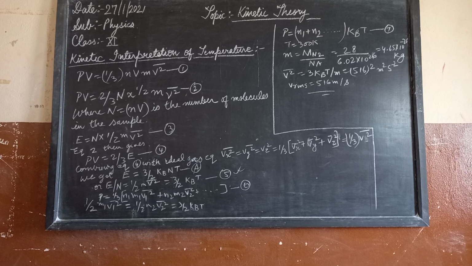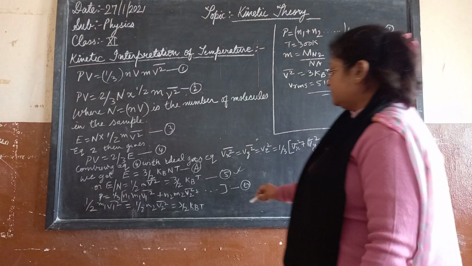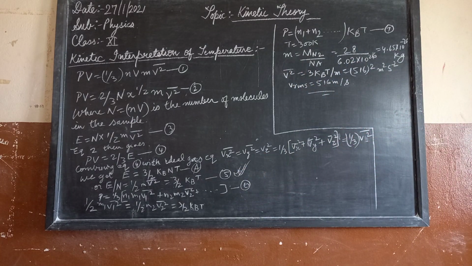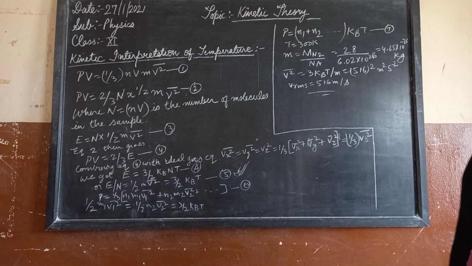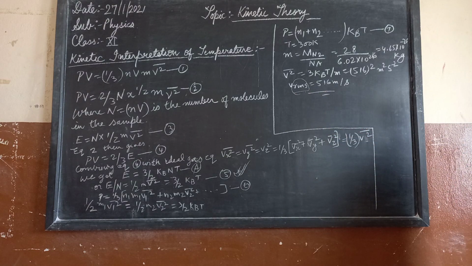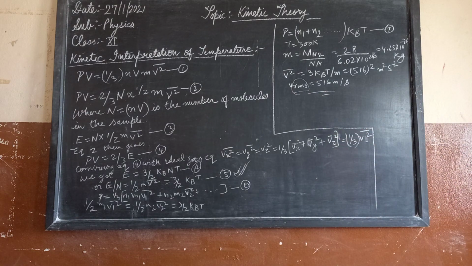This speed is of the order of the speed of sound in air. It follows from equation number 5 that at the same temperature, lighter molecules have greater RMS speed. So lighter molecules have a larger root mean square velocity in comparison to heavier molecules.